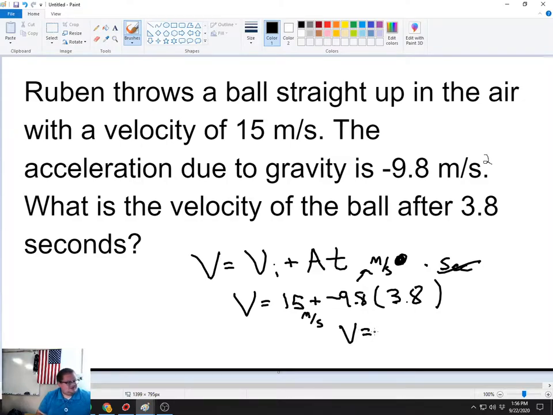So my final velocity is going to be, I'm going to pull out the calculator here, 15 plus, in parentheses, negative 9.8 times 3.8. And the calculator tells me the final velocity is going to be negative 22.24 meters per second, which is pretty fast. Again, you can put that into Google and figure out how fast that is in miles per hour. But that makes sense, right? Think about it. You throw a ball up in the air, it's probably going to be moving pretty quick after 3.8 seconds, because obviously gravity is going to accelerate that object.